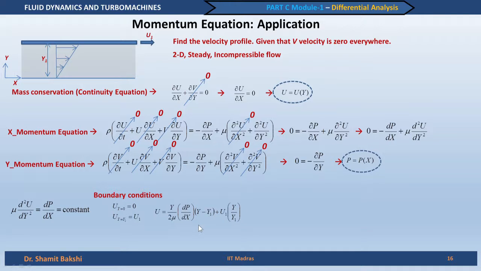Now, what we can do is apply the boundary condition and see that it is automatically satisfied. For example, if you put y equal to y1 here, this term becomes 0, and this becomes u1, so u becomes u1. If you put y equal to 0, then this term becomes 0 because of this y, and this right hand term also becomes 0. So, this also satisfies this boundary condition.